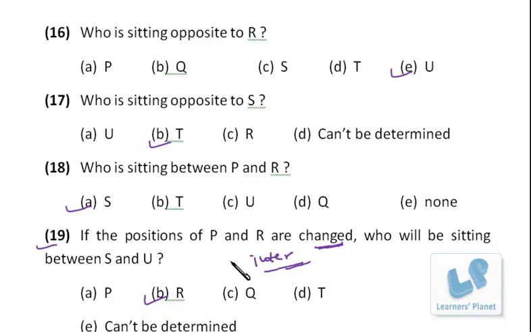So, the question cannot be answered, right? Unless we know the remaining information. So, it can't be determined in this case. So be very clear, if the positions are interchanged, then R will be the correct answer. If positions are not interchanged, then we cannot get the complete information. Hence, the question cannot be answered at all. Right? So I hope you are clear with this set of questions also.